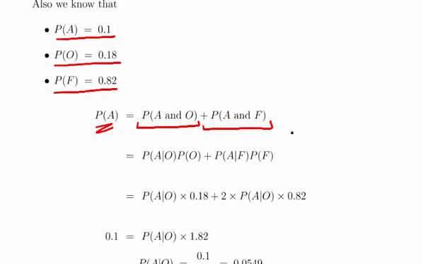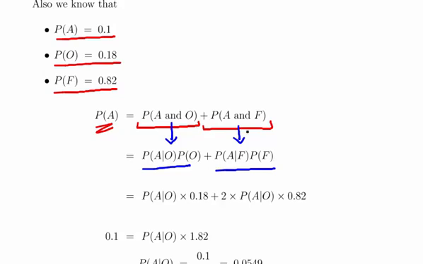Essentially, you can split up an event into component parts if you're able to account for each possible scenario. And here the scenarios are office or factory floor. So using the conditional probability formula, we can express the probability of A and F as the probability of A given F times the probability of F. That is the conditional probability formula, just applied there.